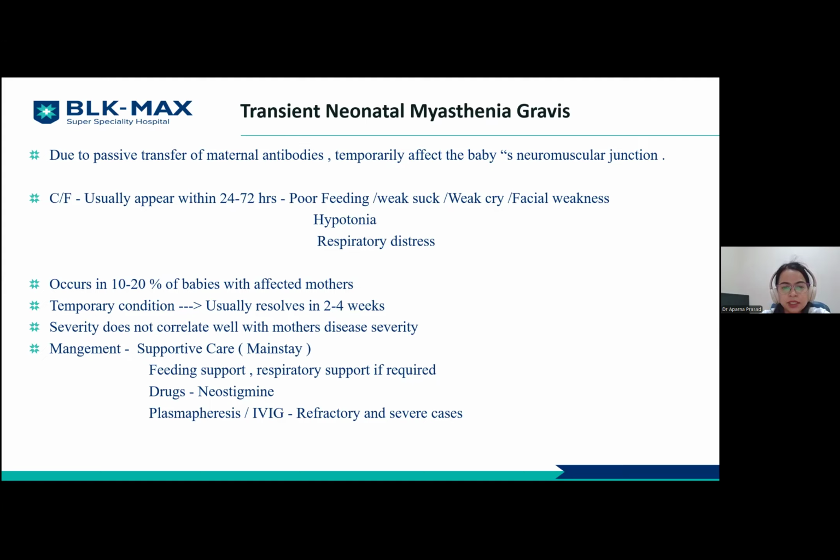So mainly, management is supportive care. Further, we can provide feeding support like orogastric feeds, and respiratory support if required. If drugs are required, neostigmine is the drug we give to relieve the acute symptoms of the baby. Further, in refractory cases, we can do plasmapheresis and IVIG.